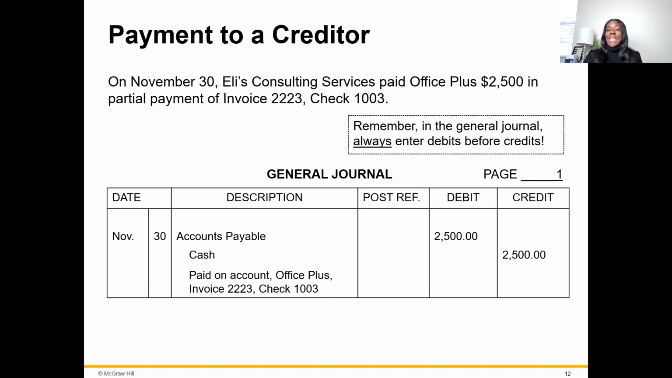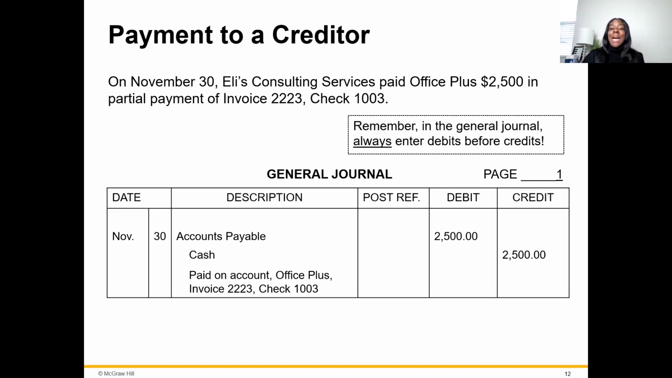Please note that in your general journal, always enter debits before credits. So we know that if we owed money, it was an accounts payable. And so now we're paying off $2,500. And so we're using cash to do that. So that's one account. Our cash is decreasing. We just defined assets: if they increase, they are a debit. If they decrease, they are a credit. So cash is going to be our credit.